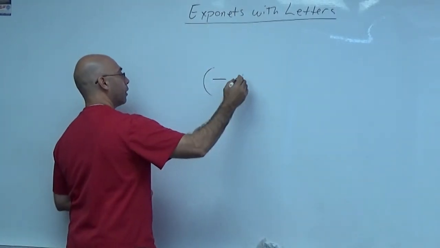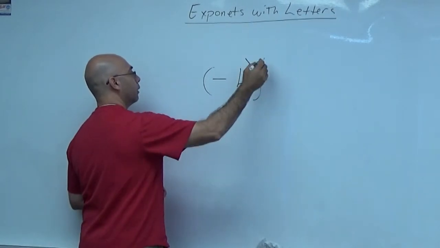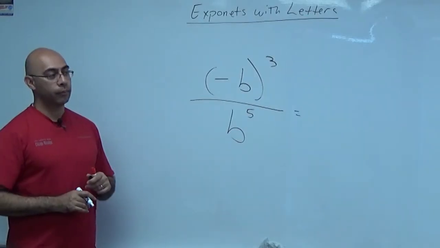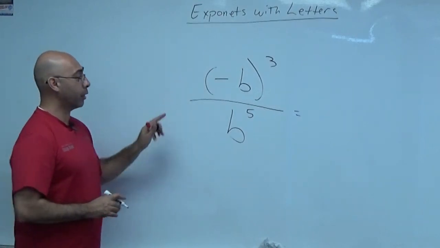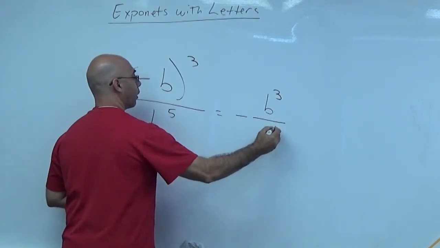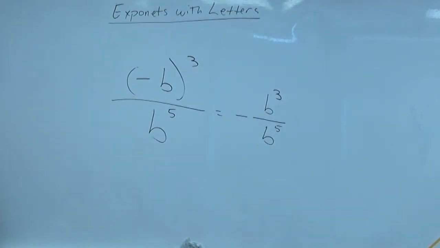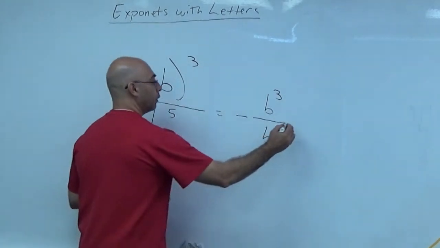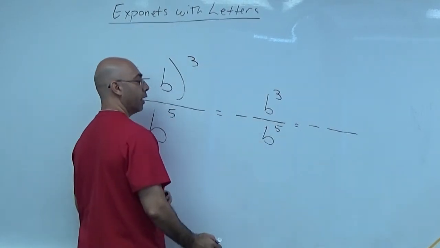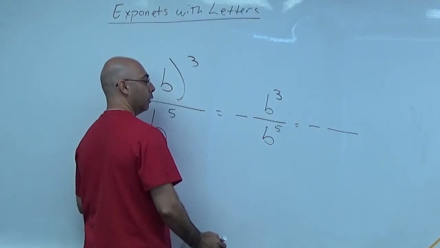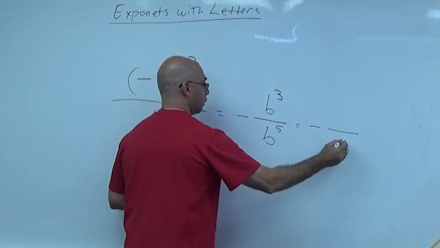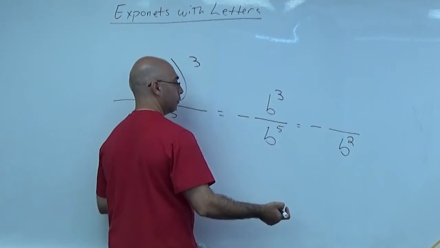So negative b to the 3rd power over b to the 5th power. Make it all negative with the negative. Yeah, take the negative sign and put it out there. So that becomes negative b to the 3rd power over b to the 5th power. Now what can I do? I can cancel out. Don't forget that minus sign. What's 5 minus 3? And where do I put that b to the 2nd power? On the bottom. Why on the bottom? Because that's where the bigger exponent is. And what goes on top? 1.